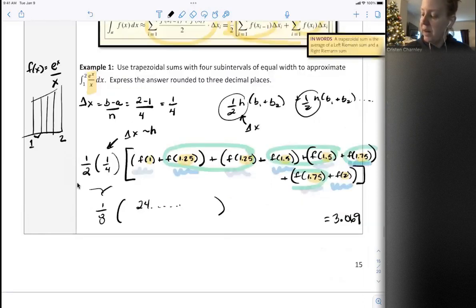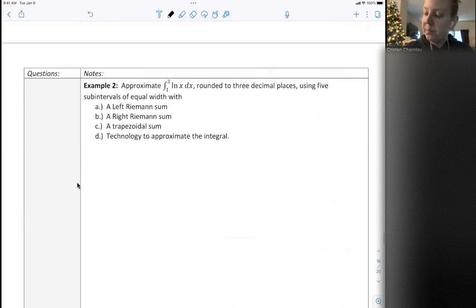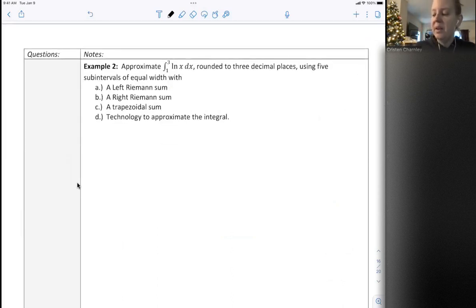So we're going to hop over here to example 2. Approximate the integral from 1 to 3 natural log of x dx, rounded to 3 decimal places, using 5 intervals of equal width with a left Riemann sum, a right Riemann sum, a trapezoidal sum, and technology to approximate the integral. This would take a little bit of time, but I'm pretty confident that everybody would be okay with this. So give me a thumbs up if you could do the left Riemann sum with a delta x.